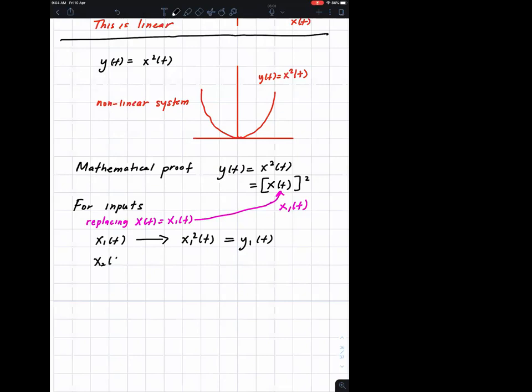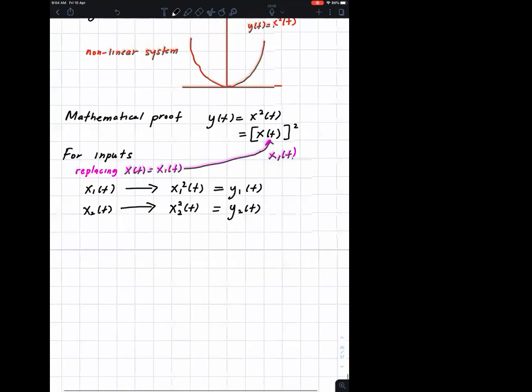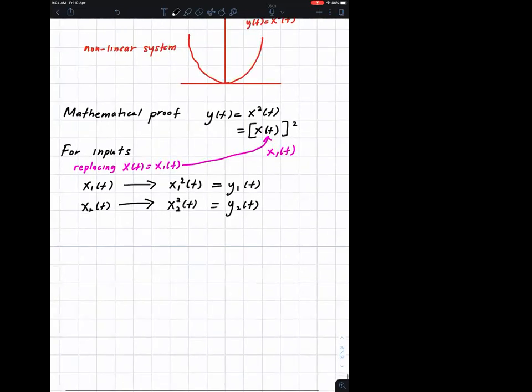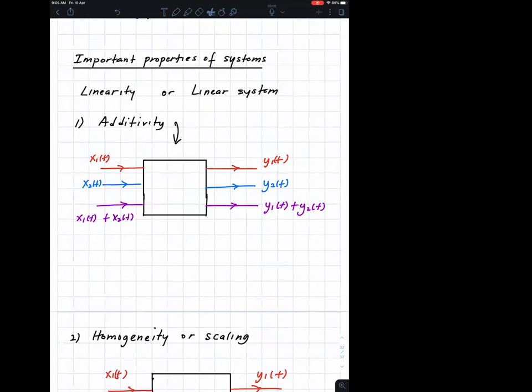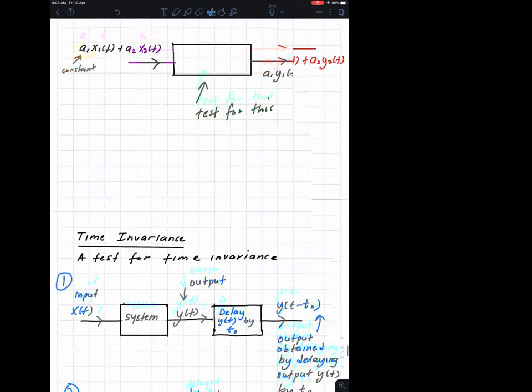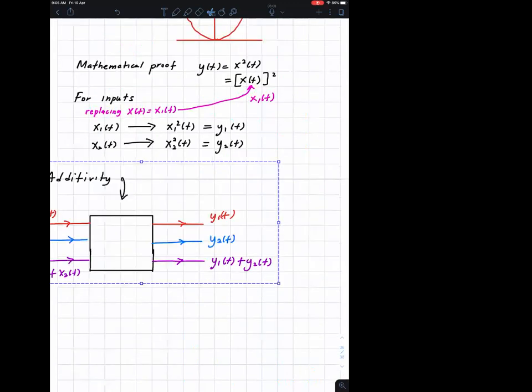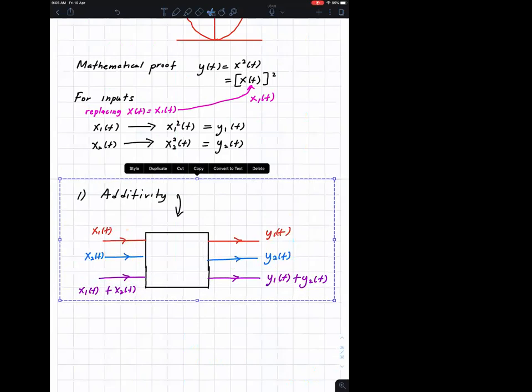Now I put x2(t). I'm just checking the additivity, whether it's adding properly or not. When I put x2(t), that's going to give you x2 squared(t), which is y2(t). You guys follow so far? See what I'm trying to do? I'm trying to do this part only now. For linearity, you need to check two parts, additivity and homogeneity. But sometimes you don't have to do all the tests. Just one test is enough. If it fails the test, you don't have to do the homogeneity. So I'm doing this right now.